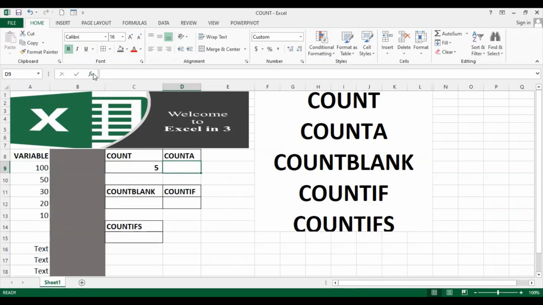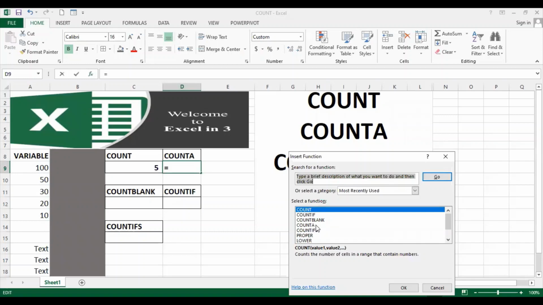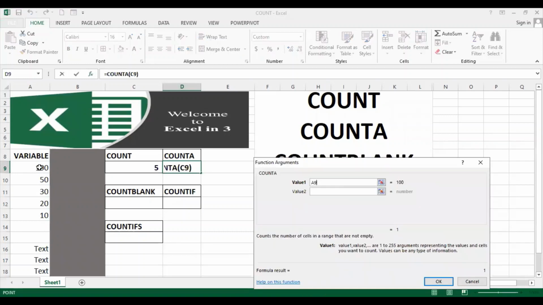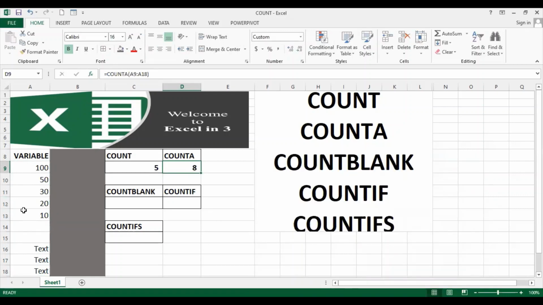Next is COUNTA. Call up the formula. Select the range you want to count. The formula only counts the non-blank cells.